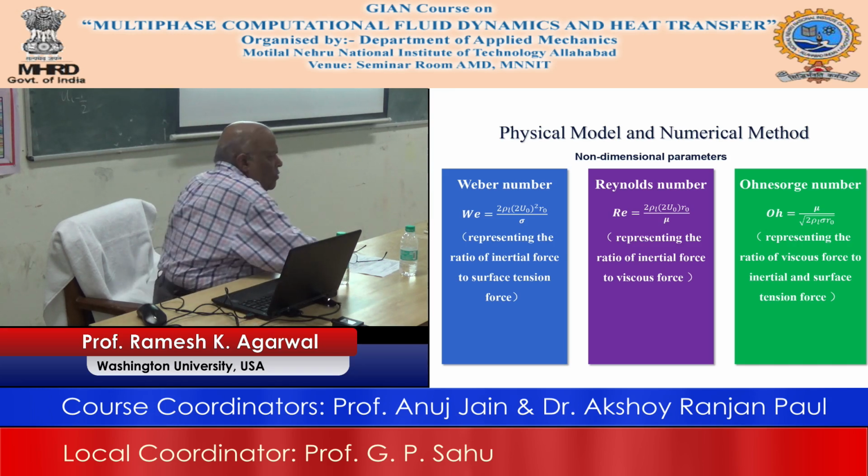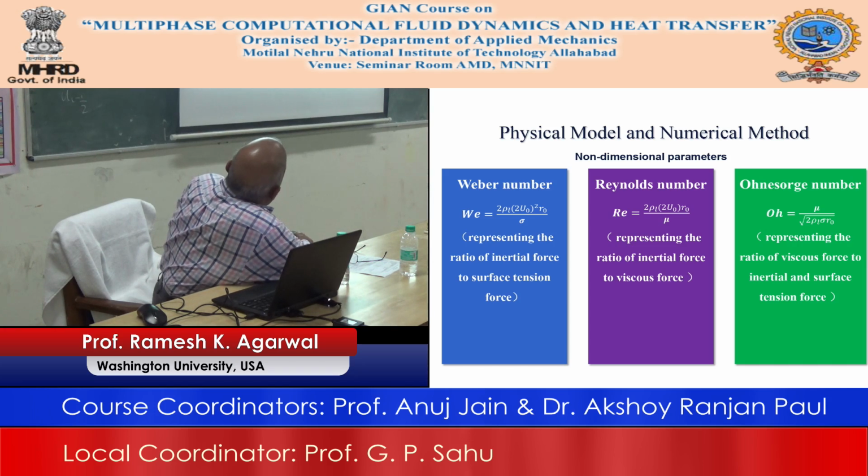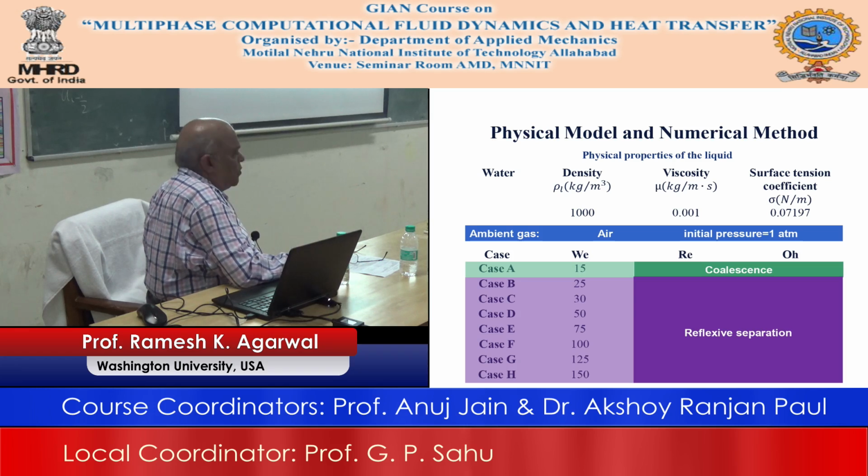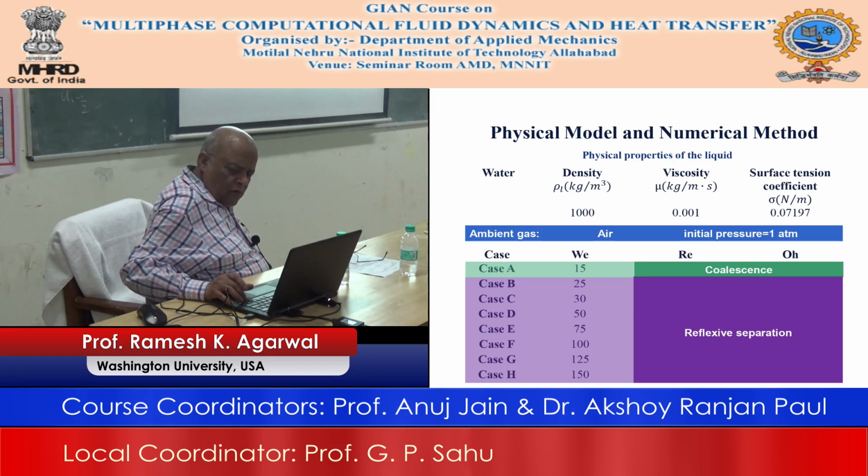Okay, I'm going to show you some results based on the calculations that were made by my student, and these are the cases and these are the conditions. So you can see the Reynolds number, Ohnesorge number, Weber number. This is very, very small actually. This expression is for the water, that is the liquid, and these are the properties, and this is the surface tension coefficient. So the droplets are that of water, and they're surrounded by air.